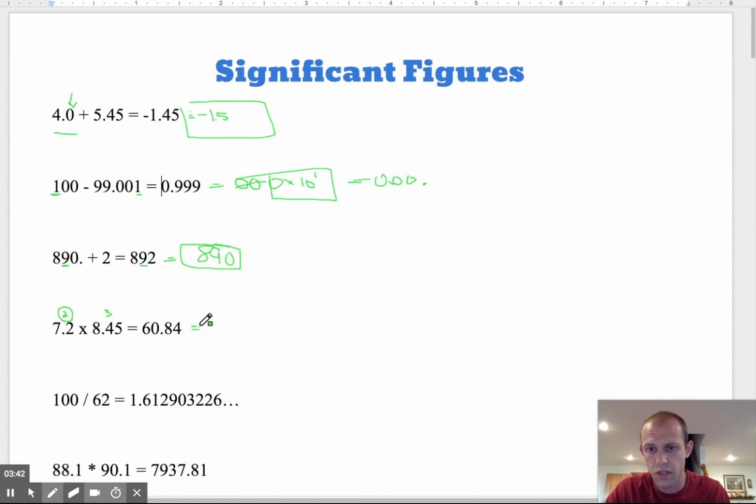So my answer could be written as 60 point, and then I'm done. If I just wrote 60 without that decimal point right there, that would be only 1 sig fig. I should put a little dot to say approximately. I also could write it as 6.0 times 10 to the second. Oops, to the first. Just kidding, that would make it 60. Sometimes you have to do scientific notation in order to get the right amount of sig figs.